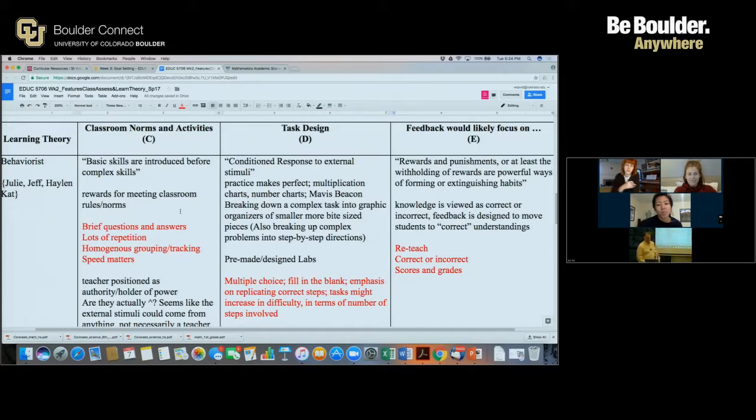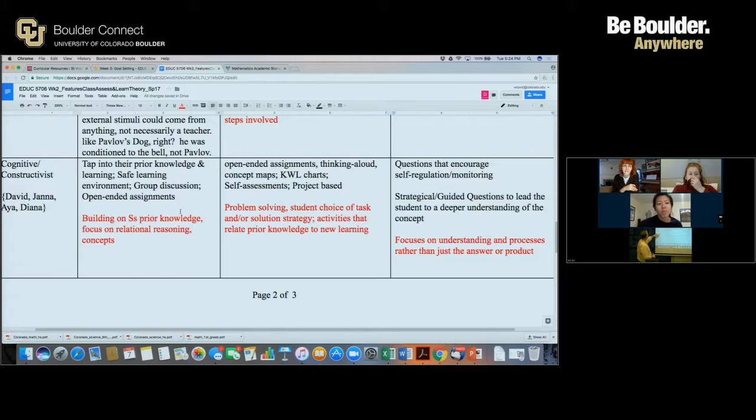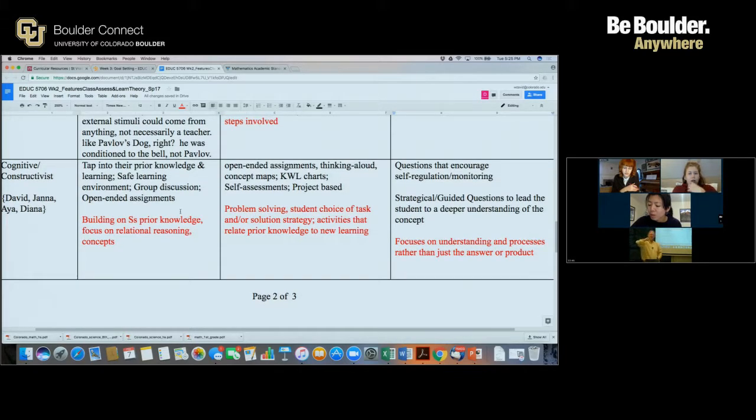All right. Cognitive, constructivist. One thing I thought: you have prior knowledge, tap into prior knowledge and learning. I don't know why I rewrote that there. It's basically the same thing. Focus on relational reasoning and concepts. So relationships, connections between ideas is really this cognitive perspective. And this was in the column of classroom norms. So the kinds of questions that are used, you're trying to prompt students to make connections, both in the prompts that you ask, maybe in some of the assessment questions, pulling ideas together, this synthesis idea, trying to see how these relationships are formulated or reformulated.